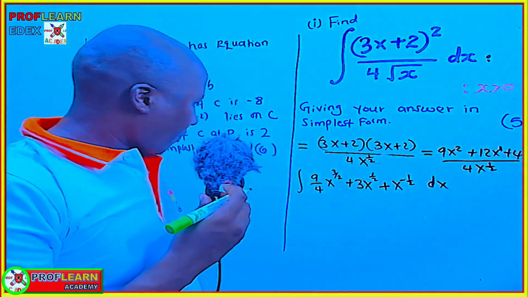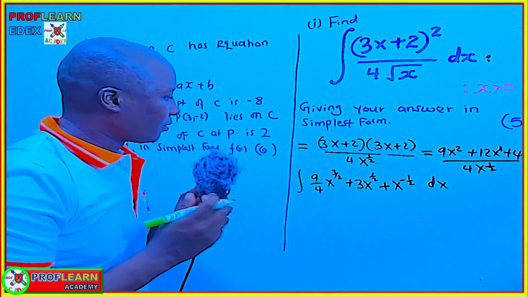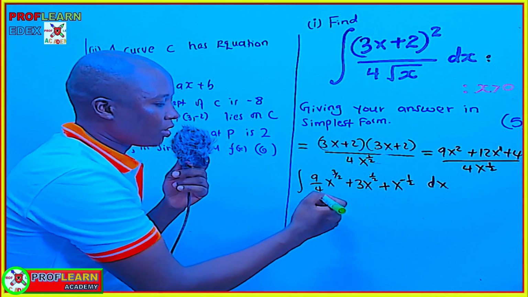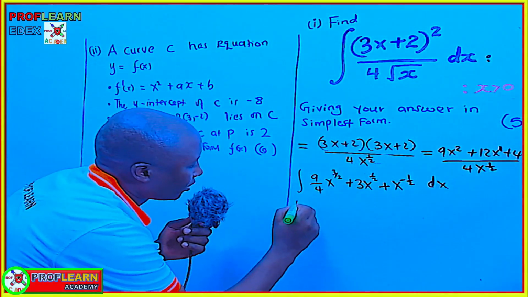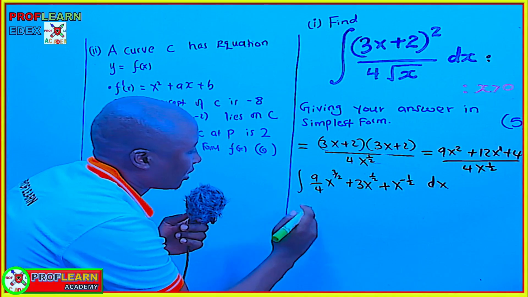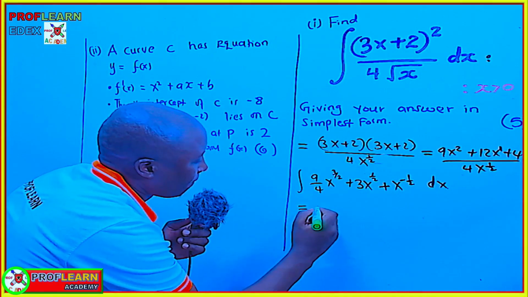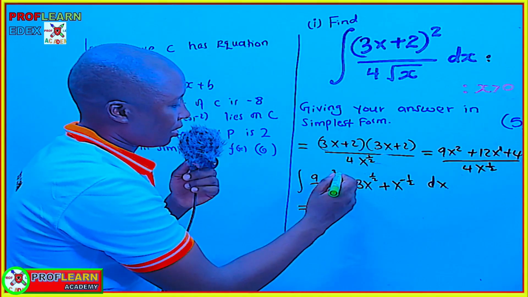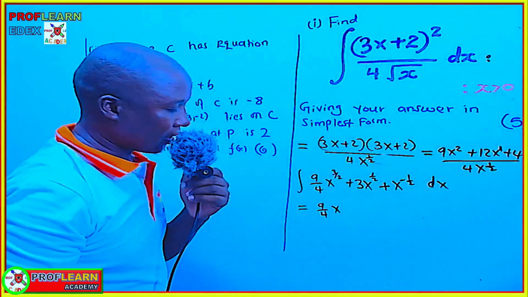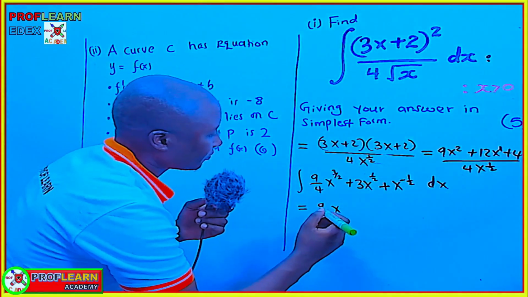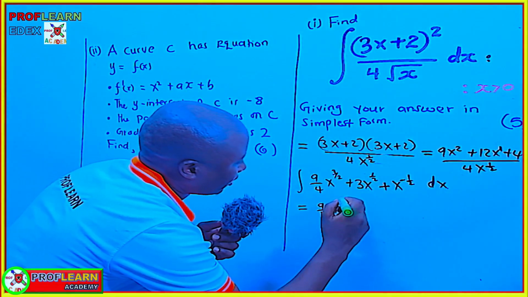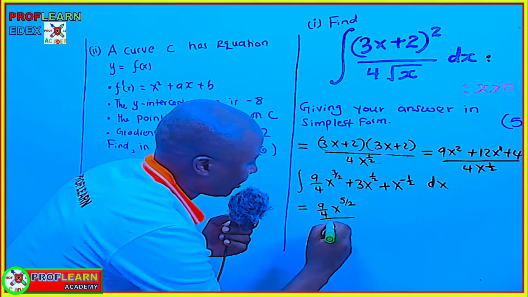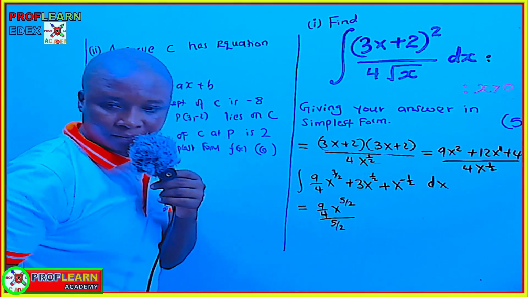Now, remember, when you're integrating, you are going to increase the power by 1. Then you divide by the new power. So when that expression is integrated, that's going to be 9 over 4 x raised to power, if we add 3 over 2 plus 1, that's going to translate to 5 over 2. Then we divide everything by 5 over 2 here.